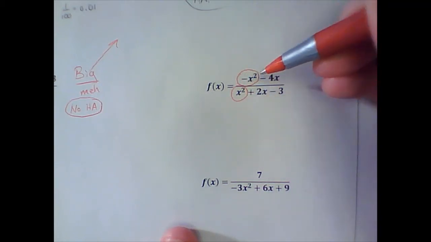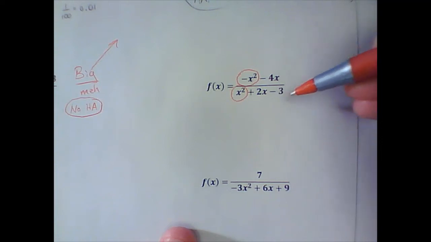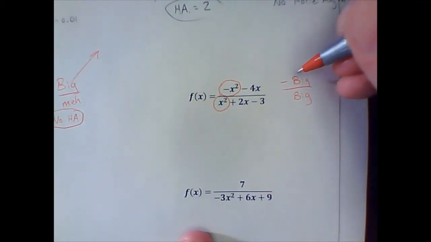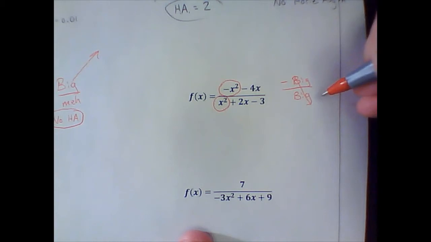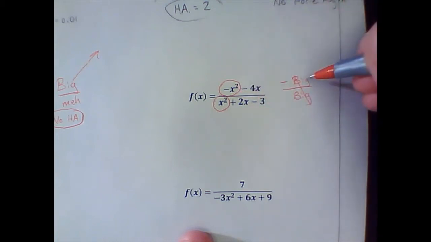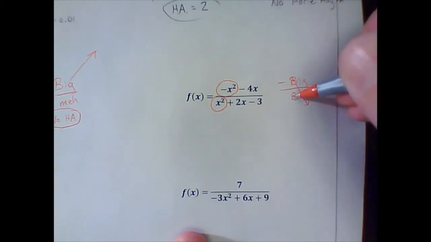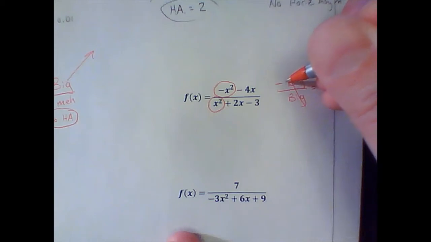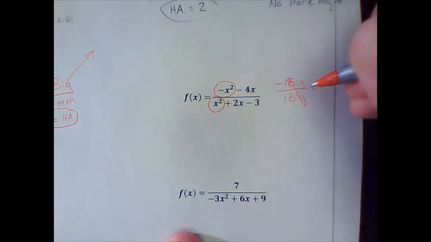Okay, the negative gets included because it's attached to the front of the big degree. So we have negative big over big, because when you plug in infinity, they're going to get big, and the bigs kind of cancel out. Not exactly, and that's why you don't actually touch the horizontal asymptote, because there's still a negative 4x, a plus 2x, and a negative 3 in there, but it's close.